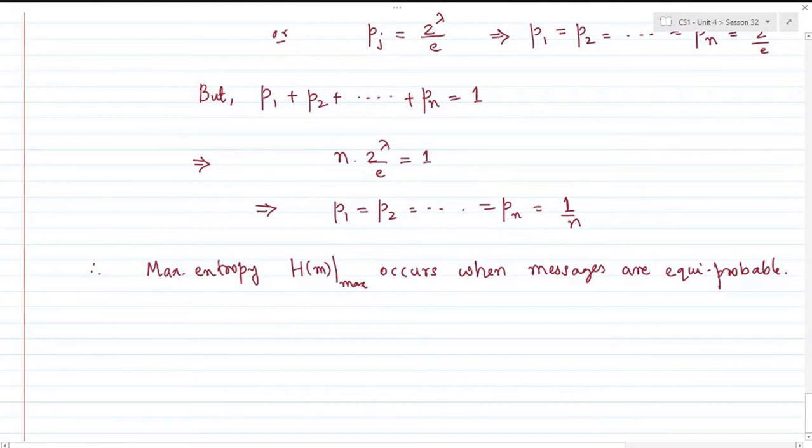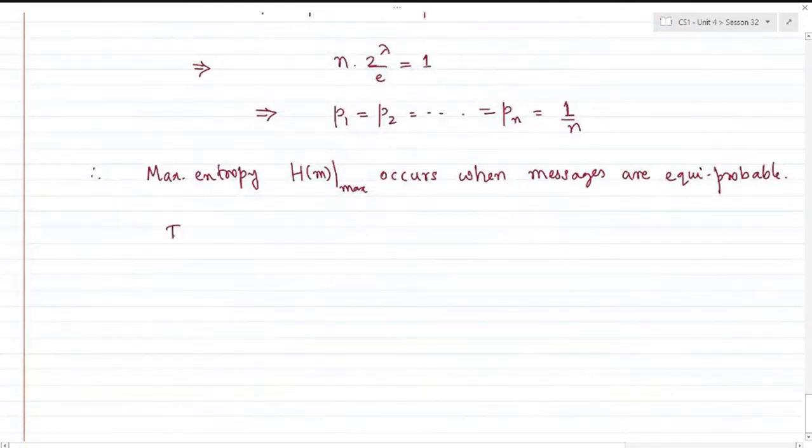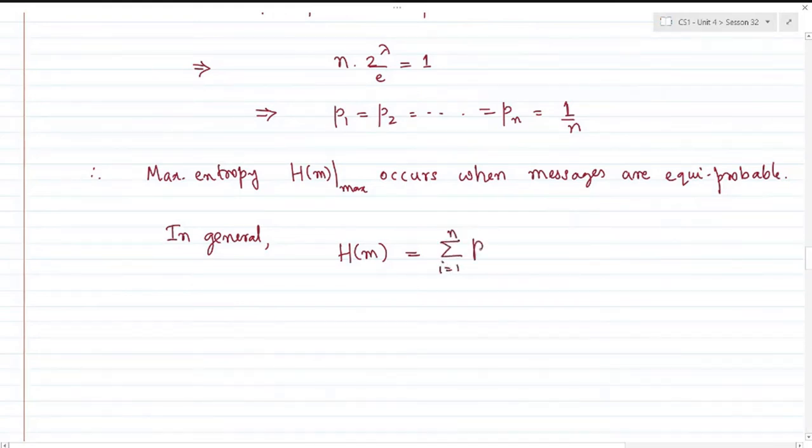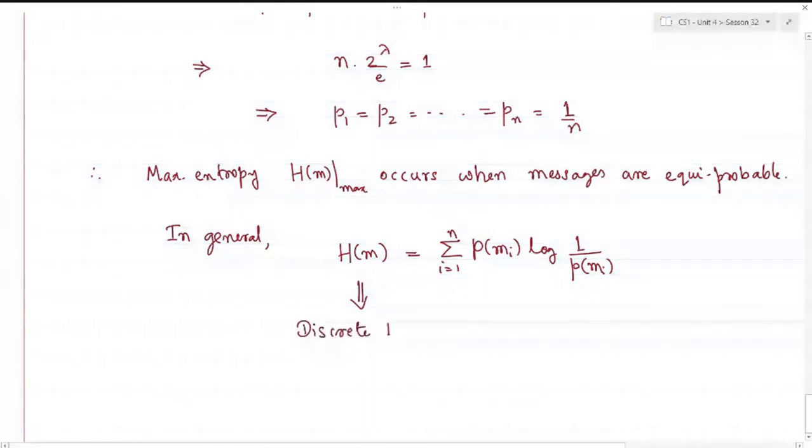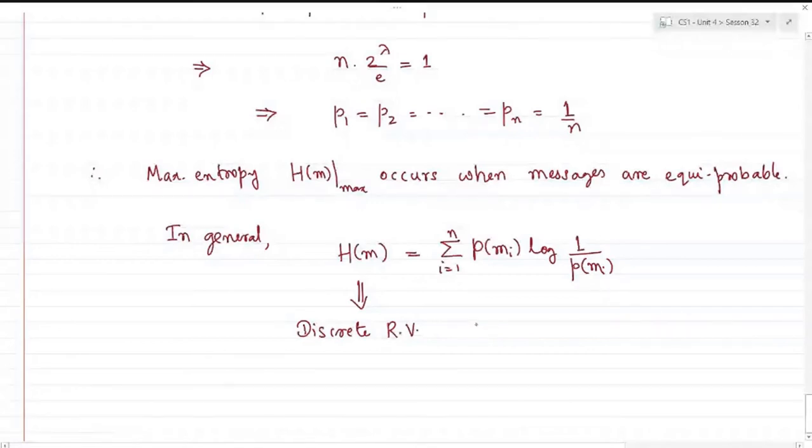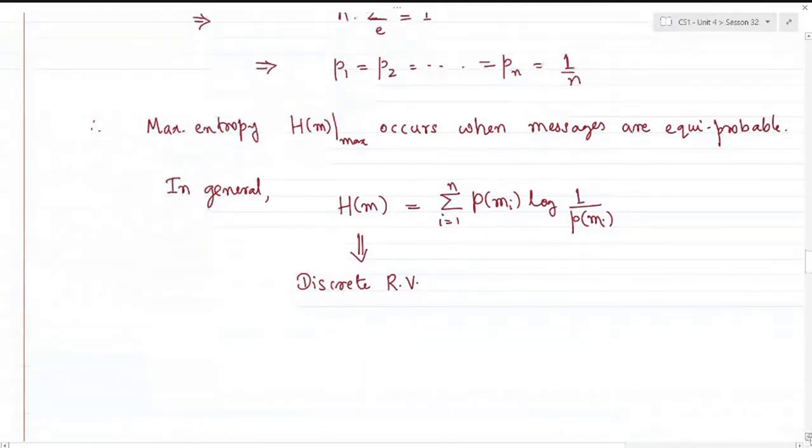In general, we can also write this entropy as H(M) equals the sum of p of message, which is pi, times logarithm of 1 over p of mi. We have just replaced this p of mi with pi. So this is actually the entropy. We can regard this as a discrete random variable, where messages are considered to be occurring in discrete form. So this is what I was trying to explain, where we have now quantified the information.